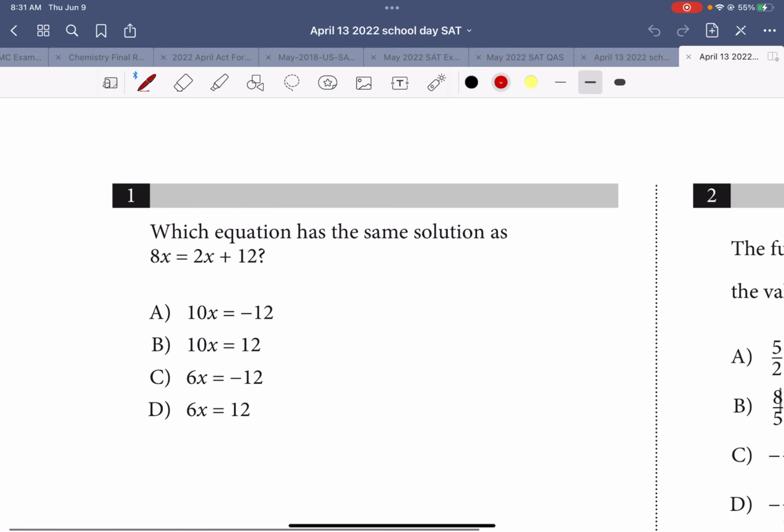Number 1. Which equation has the same solution as 8x equals 2x plus 12? So you subtract 2x from both sides. So 6x equals the right-hand side, 12. So that is equivalent to D. Okay.